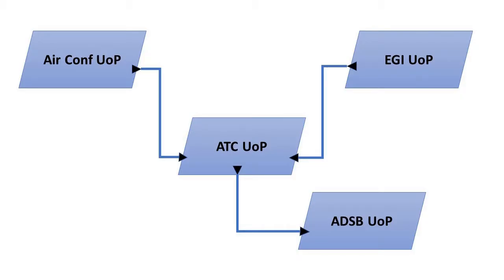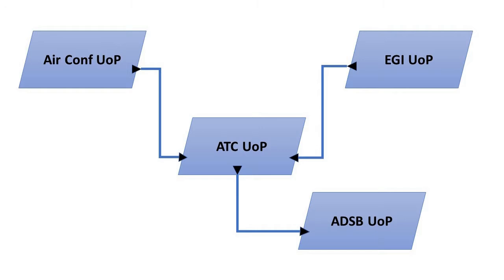Balsa is a working example of the FACE architecture. It is a simple avionics control system with 4 units of portability, or UOPs. Balsa has 3 platform-specific service segments: an EGI controller that outputs position and altitude, an aircraft config that outputs call sign and aircraft ID, and an ADSB communications output component.